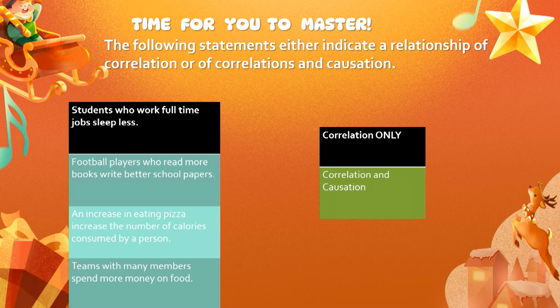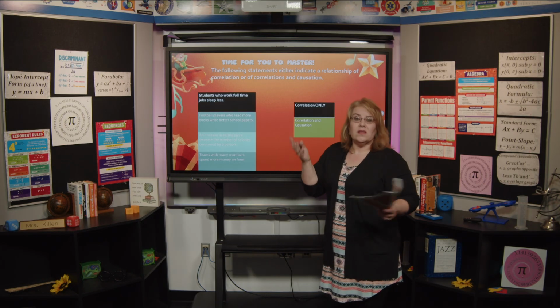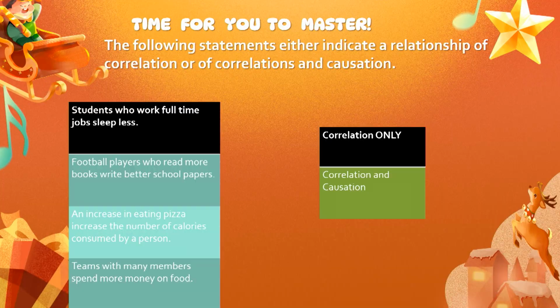All right, so we have football players who read more books write better school papers. So is that just a coincidence, or is them reading more helping them write better papers? Well, you don't know what type of books they're reading. They may be reading anime. They may be reading the dictionary. You don't know. So that is just a correlation. All right, what about an increase in eating pizza increases the number of calories consumed by a person? Well, obviously, pizza has a good many calories, so that is a correlation and a causation.